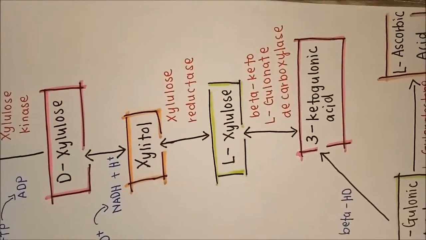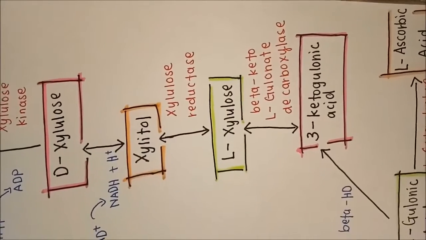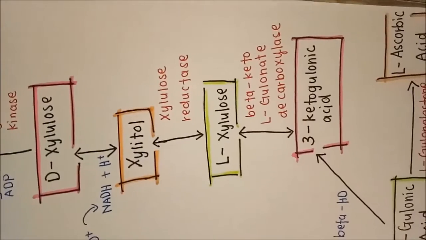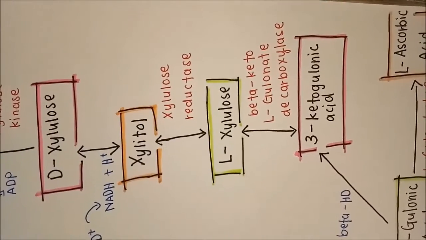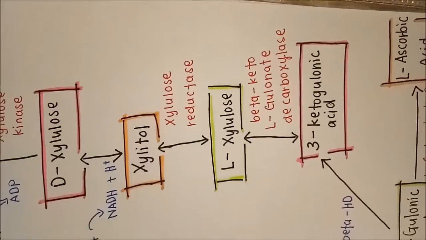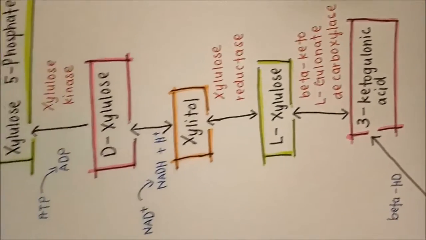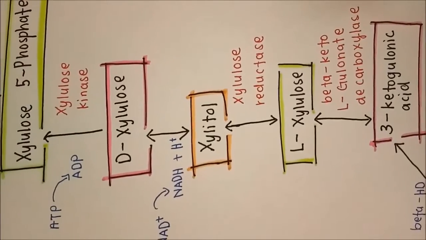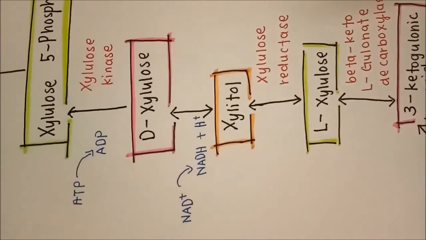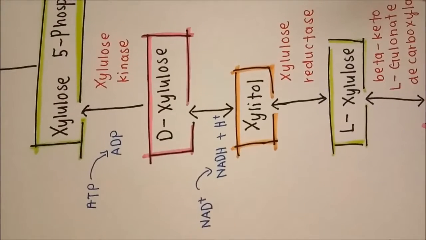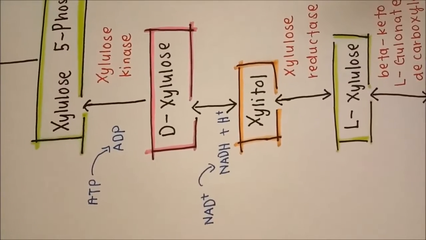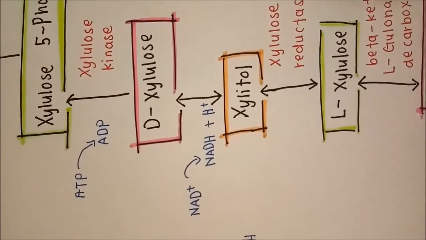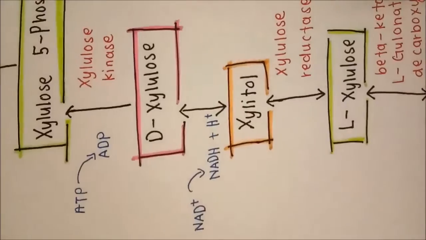Then, 3-ketogulonic acid is converted to L-xylulose. It uses beta-keto-L-gulonate decarboxylase enzyme. L-xylulose becomes xylitol. It uses xylulose reductase. Then, xylitol becomes D-xylulose. It uses NAD+ to form NADH and H+.